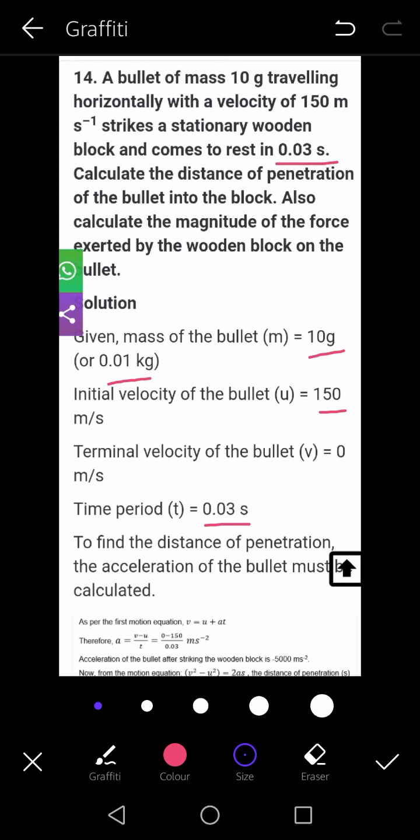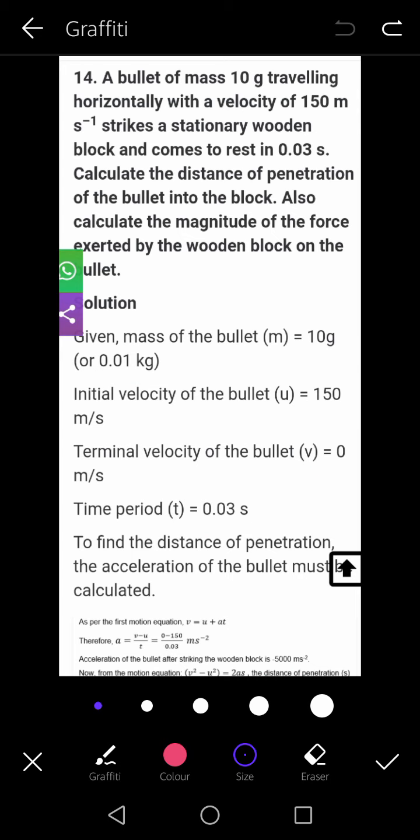Now which formula can we use? We have to find out the distance of penetration. For distance we have two equations of motion. One is s equals ut plus half at square, one is v square equals u square plus 2as. In both the equations we need to know the value of a first, otherwise we cannot calculate s or distance. So to get a, first of all we will use the formula a equals v minus u by t. Substitute the values: u is given, v is given, t is given. After substituting we get that acceleration comes as minus 5000 meter per second square.